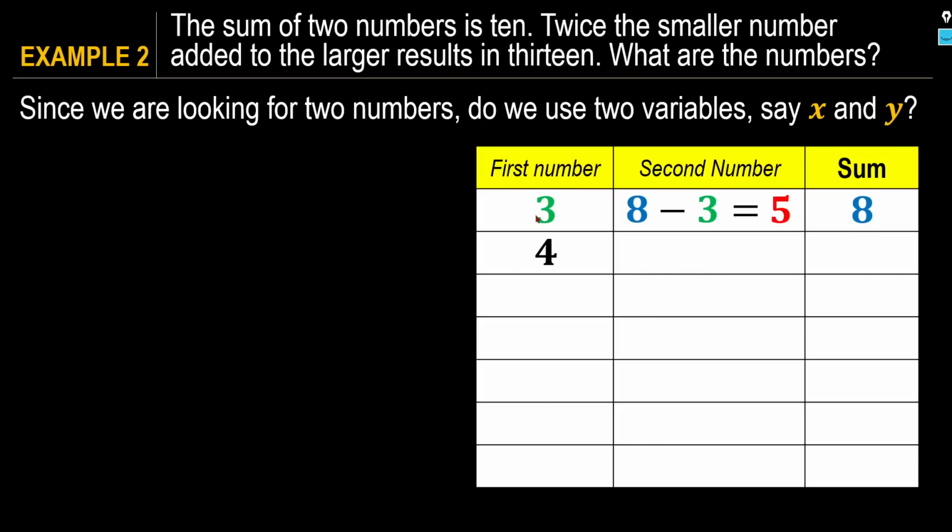Next line, what if my first number is 4? I don't know my second number, but their sum is 6. The second number, of course, is 2. That is from 6 minus 4 equals 2. Ganun din, kung 1 ang first number ko, sum nila ay 9. Nung second na unknown number, I get that by subtracting 9 by 1 to get 8.